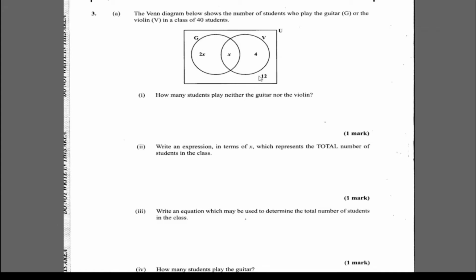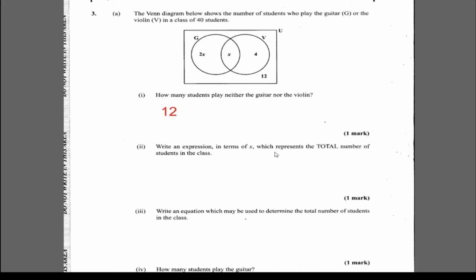All right, when I was in high school, clearly I would have been one of these 12 students. All right. Now, which category would you fall in? So, no violin. So 12 students don't play anything.